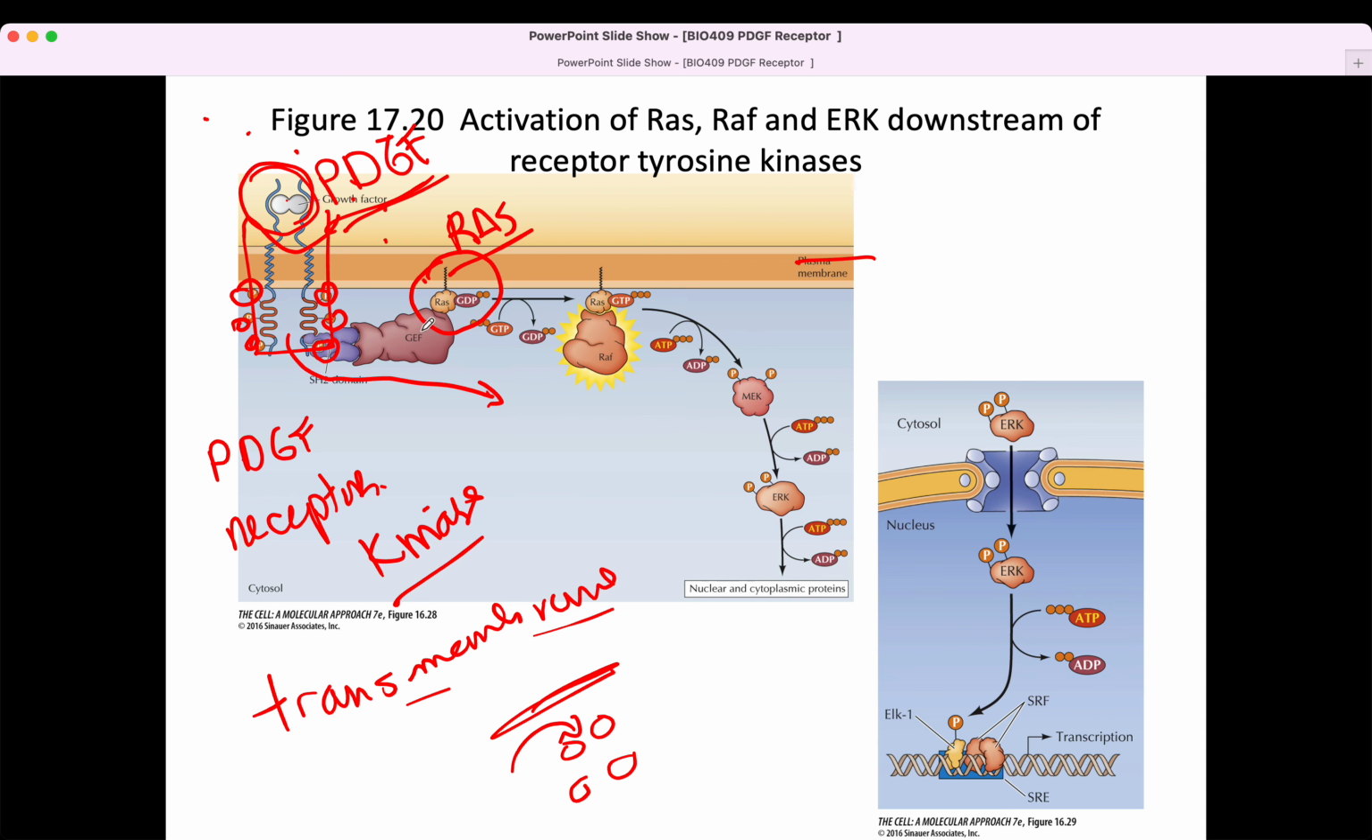And then the RAS is going to activate a protein called RAF, and RAF is a kinase. Remember, there are hundreds of kinases, and RAF is going to activate MEK by phosphorylating. MEK is a kinase, and MEK is going to activate ERK by phosphorylating it, because MEK and ERK and RAF are all kinases, and then ERK is going to phosphorylate a protein called ELK, and ELK is a transcription factor.